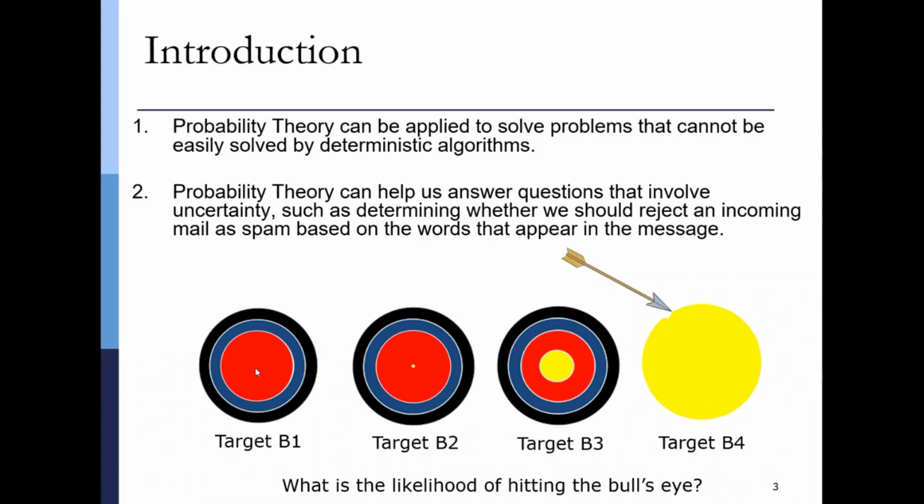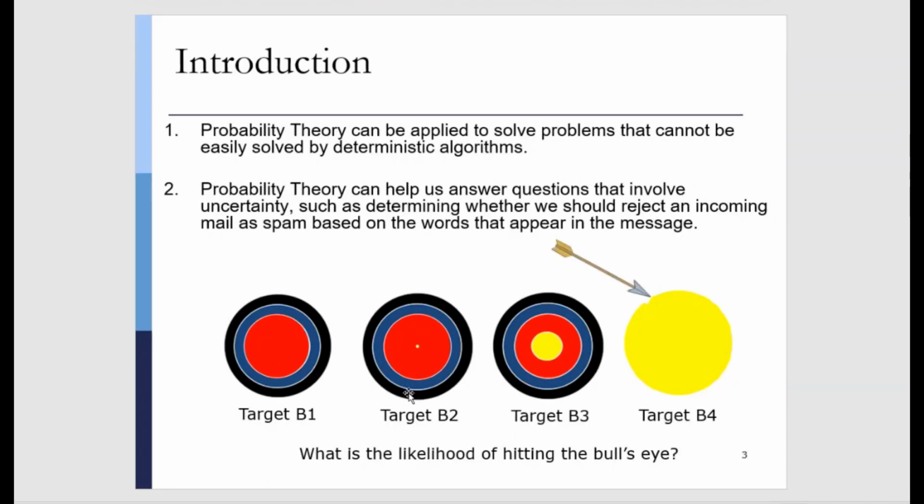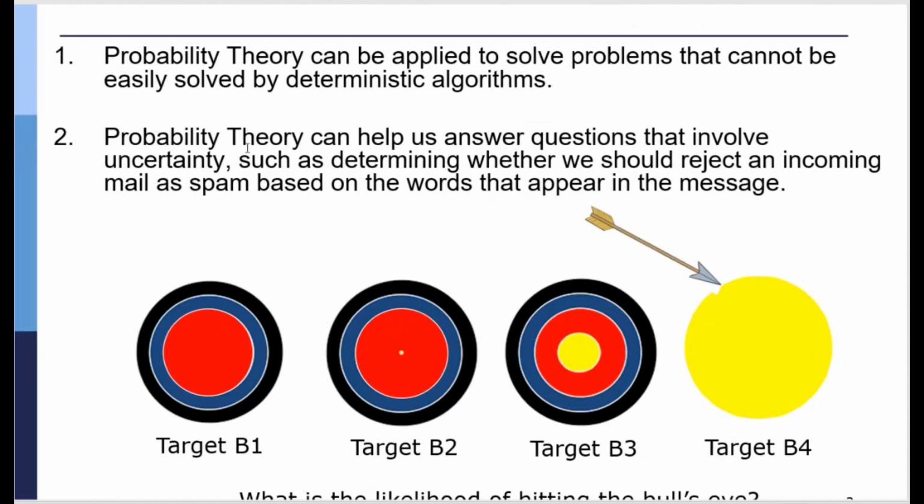Imagine this target, the bullseye is yellow color. This first target B1 has no bullseye. So what is the probability if I shoot my arrow at this kind of a target? Will I have any possibility of hitting the bullseye? Will I have any probability of hitting the bullseye if I refer to the first target? There are how many targets here? There are 1, 2, 3, 4. 4 targets, right?